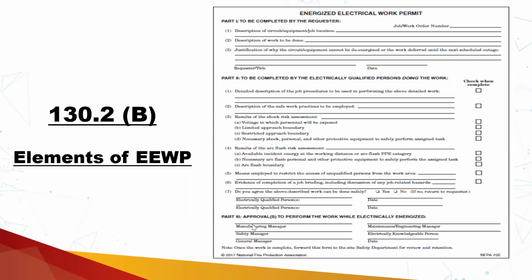Part 3 is the approval to perform the work while electrically energized. The manufacturing manager, safety manager, and general manager, or any one of them, will be signing this energized electric work permit, agreeing and acknowledging that this task has been accepted to be performed on the live system.